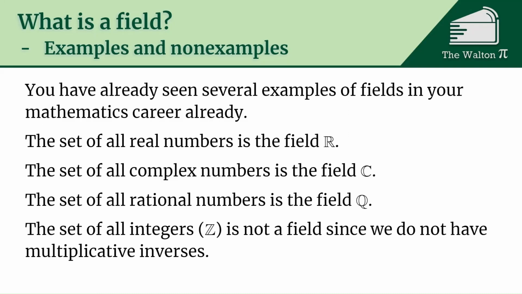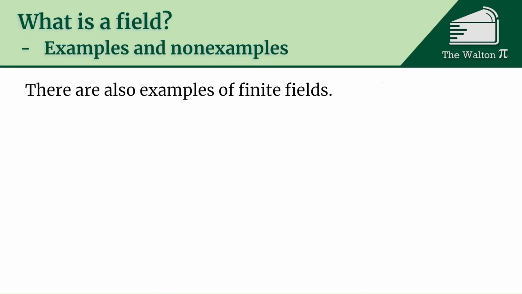But then we also have the set of all integers. This is not a field since we don't have multiplicative inverses. For example, for the element 2, to have 2 times something equal 1, which is our multiplicative identity, we would need that thing to be 1/2, but 1/2 is not an integer. So that's why the integers are not a field. They are a commutative ring with identity not equal to 0, but they don't have the multiplicative inverses.